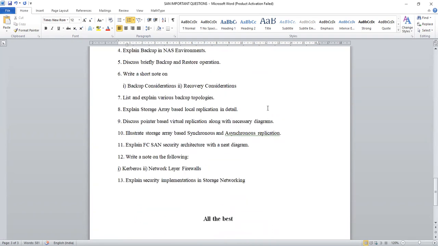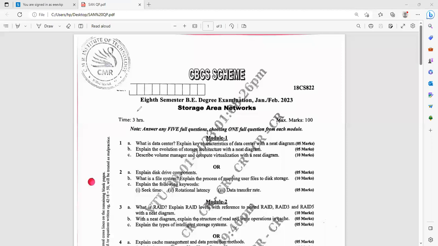Before concluding, let me show you the question bank. I would like to show you the question bank. I hope the screen is visible to everybody. In the last year, the similar kind of questions you can see, can verify.